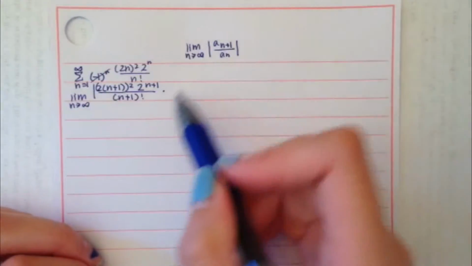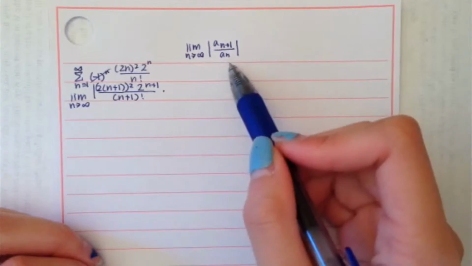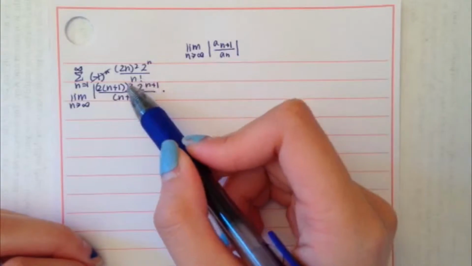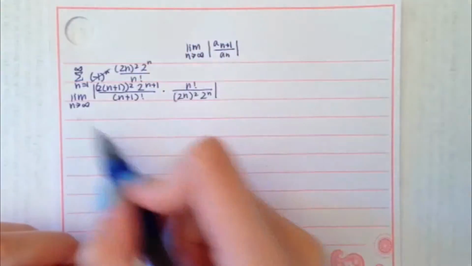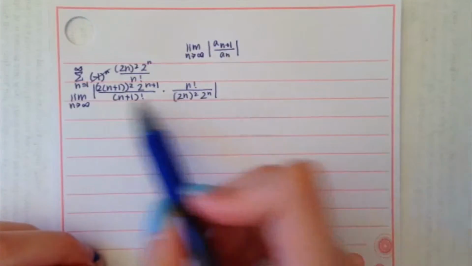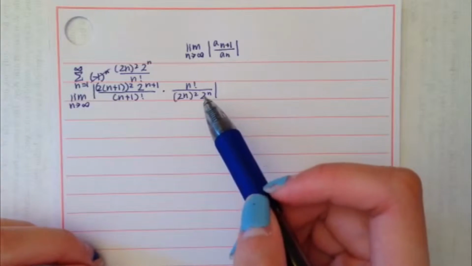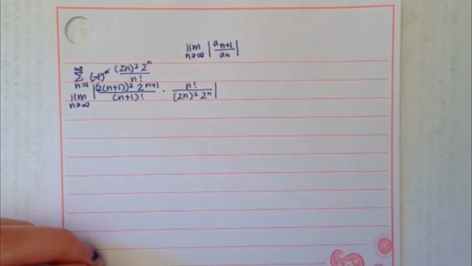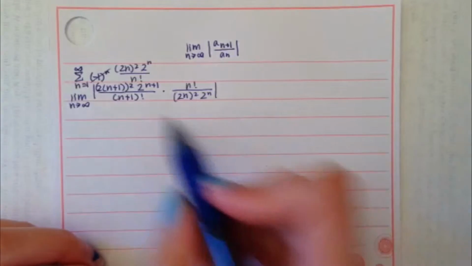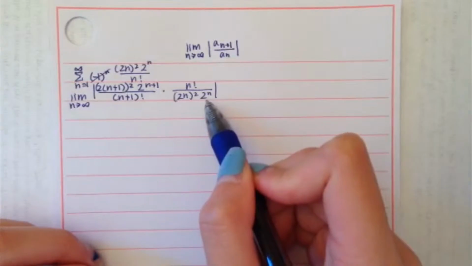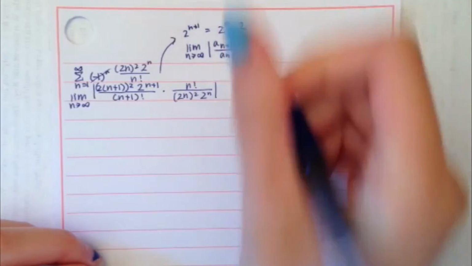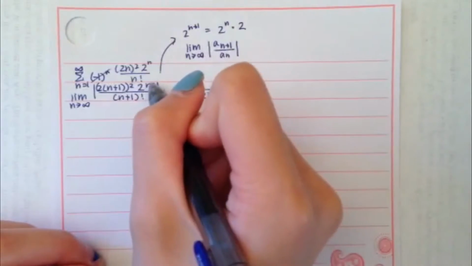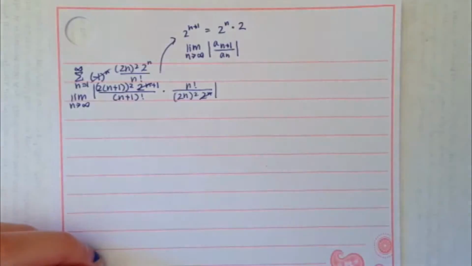So now, because you have to divide a n plus 1 by a n, you just flip the original fraction, and you get this. With this, you can cancel out a lot of things, and eventually you can take the limit of it. For example, there's a 2 to the n plus 1 here, and a 2 to the n. Because 2 to the n plus 1 is just 2 to the n times 2, you can cross out the 2 to the n.